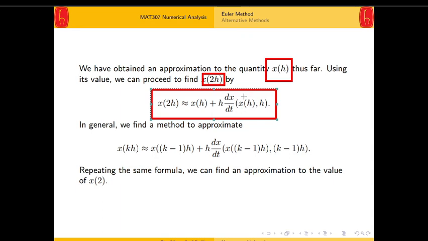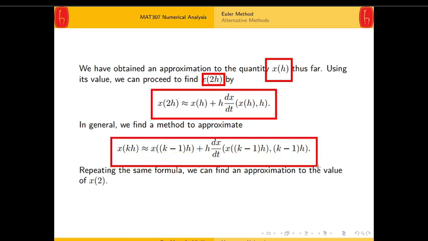Okay, and then we multiply the slope by h, just like we did before, and then we add this value to the previous function value. This way we can obtain an approximation to x of 2h. So in general, if we proceed like that, we will obtain this formulation.